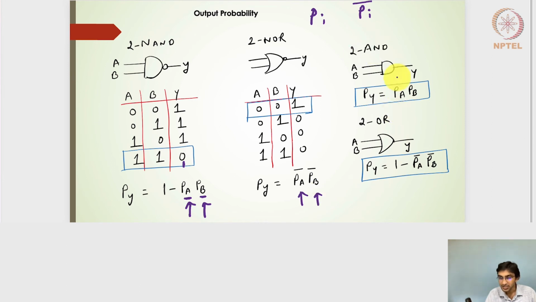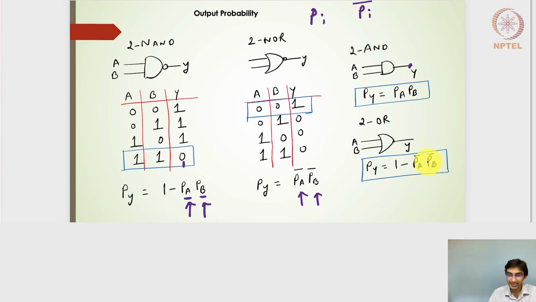Let's take a look at the other standard gates. In this case, I have mentioned the 2-input AND gate and 2-input OR gate here. So based on A and B, I'll get a Y output for the 2-input AND gate, and PY is nothing but PA multiplied by PB. That will be the output of the 2-input AND gate being at 1, nothing but PA and PB. And similarly for the 2-input OR gate, PY will be nothing but 1 minus PA bar, PB bar.